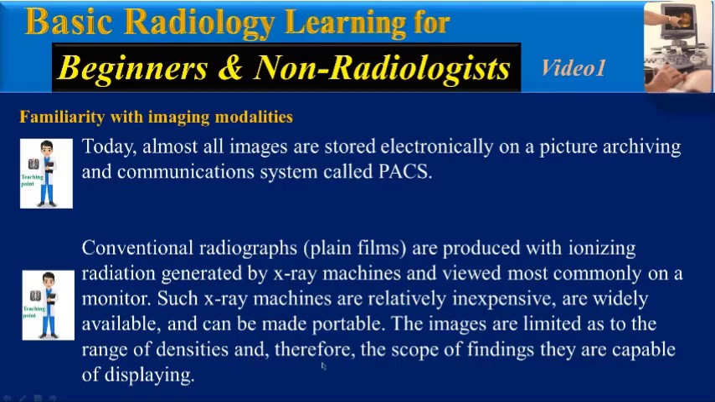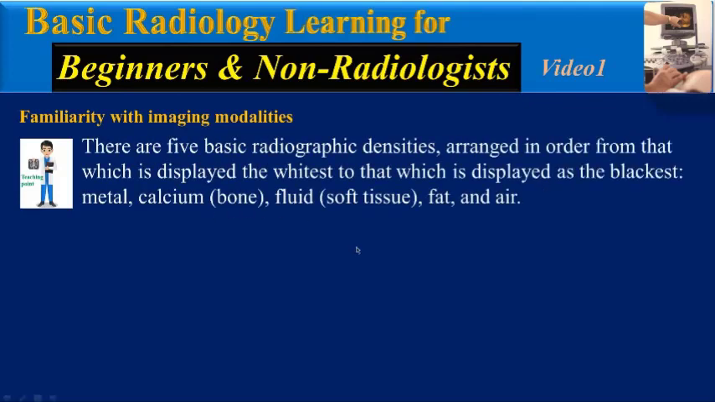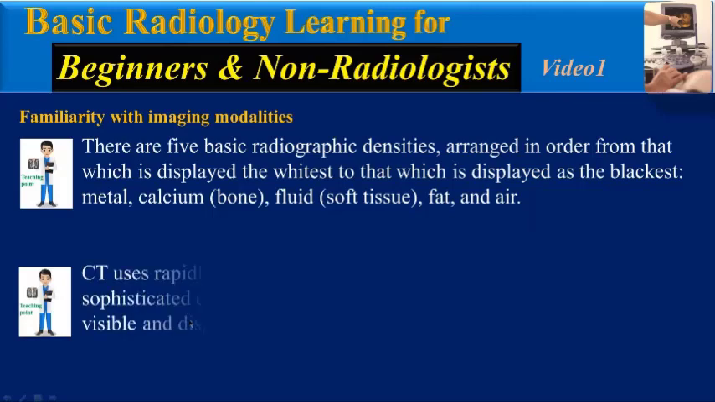The images are limited as to the range of densities and therefore the scope of findings they are capable of displaying. There are 5 basic radiographic densities arranged in order from that which is displayed the whitest to that which is displayed as the blackest. They include metal, calcium or bone, fluid and soft tissue, fat, and finally air, which is blackest.